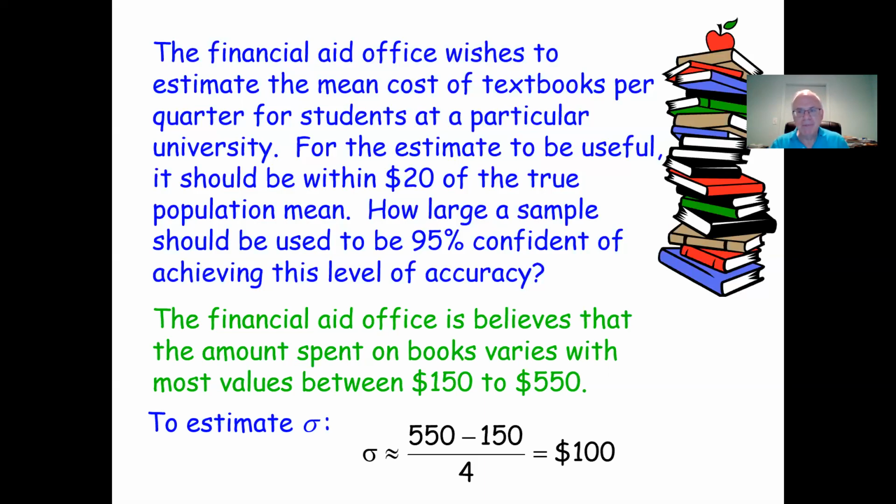This is sort of a rough rule of thumb, some way of estimating this population standard deviation. So you take the range of values, the largest value minus the smallest value, and you divide it by 4. This is what the book recommends. And so an estimate of the population standard deviation is $100.